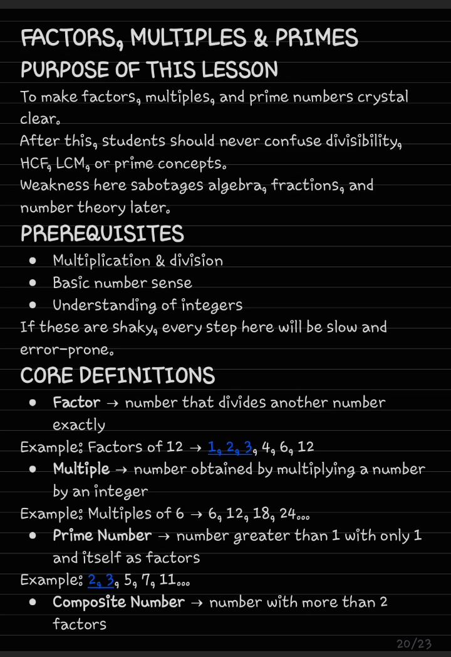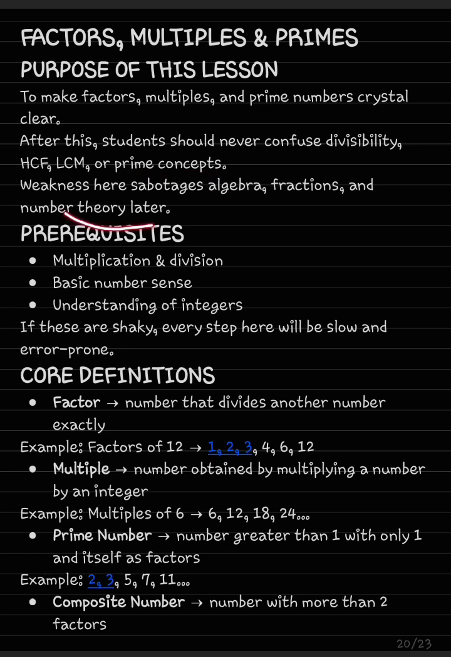Today, we are focusing on factors, multiples, and primes. The primary objective of this lesson is to make these fundamental concepts crystal clear. After this session, you should never confuse divisibility, the highest common factor, the lowest common multiple, or the definitions of prime and composite numbers. A weakness in these areas will inevitably sabotage your progress in algebra, fractions, and number theory.